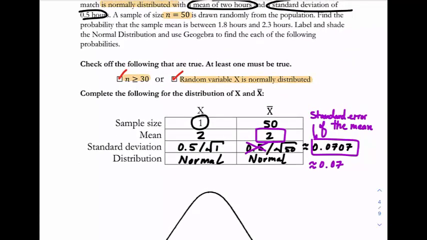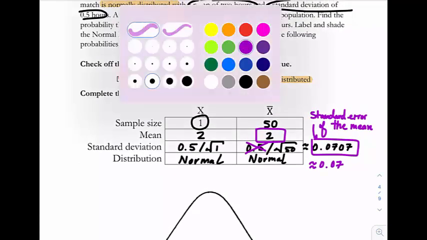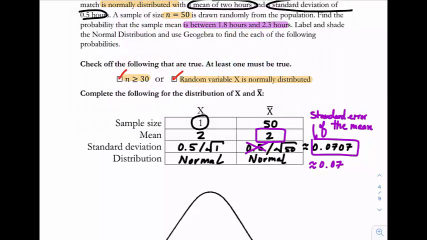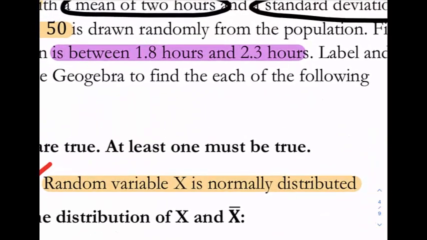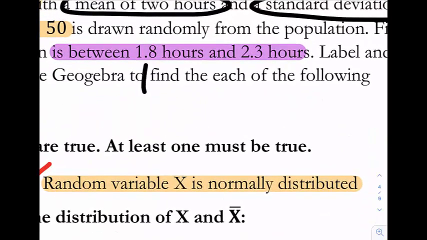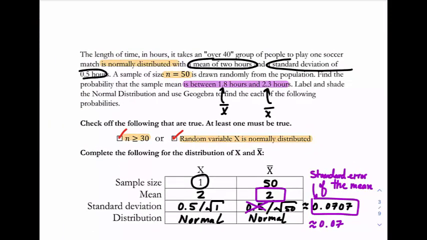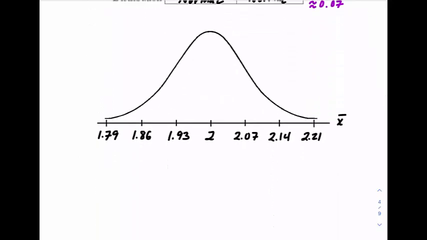Now we can go back and answer for the following probability. And what they want here is find the probability that it's between, in this case, kind of like another example that I did previously before, between 1.8 and 2.3 hours. And then just to reiterate here, that both of those are averages. This is an average for a group of 50, for 50 players, not for an individual.